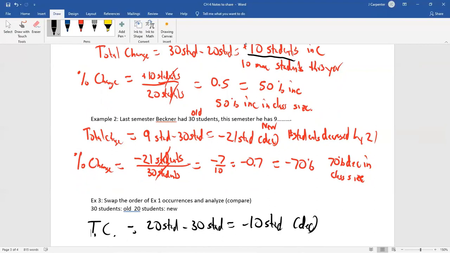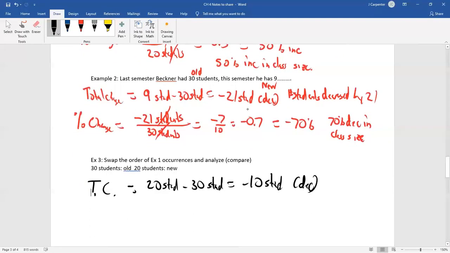If you do it backwards, if you do it wrong, you're still going to be wrong. But at least you get the idea that it was a 10 student change. You just might say it went up when it actually went down. But here's where things get interesting. The percent change, scaling the total change of negative 10 students to the original, which was now the 30 students originally. I was looking at that wrong because of the spacing. 30 students originally.